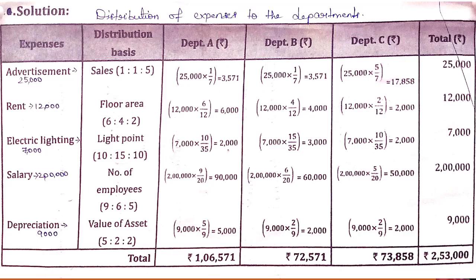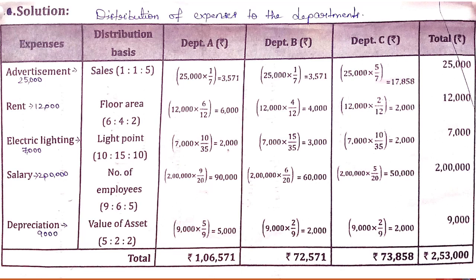Now for the distribution of expenses, you should first draw the columns, that is for expenses and basis of distribution, on what basis you have to distribute. Three departments are there, Department A, Department B and Department C, and maintain one more column for total. All the expenses are there: advertisement 25,000, rent 12,000, electric 7,000, salary 2 lakhs and depreciation 9,000.